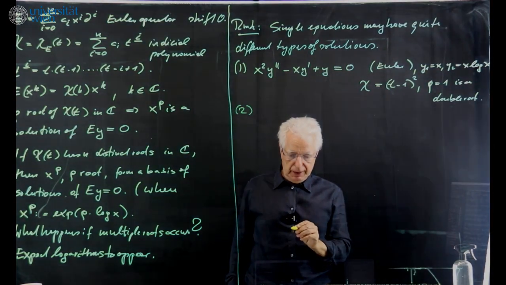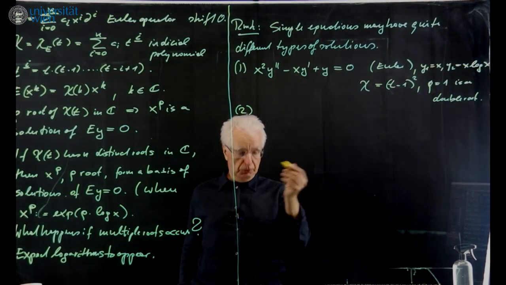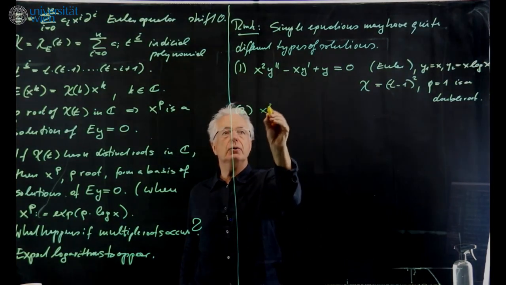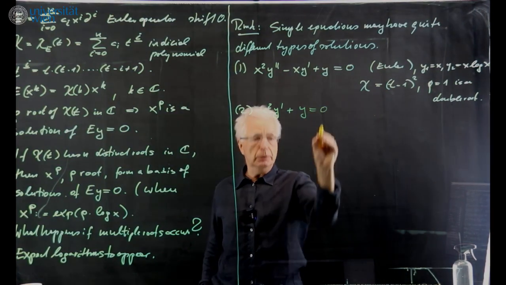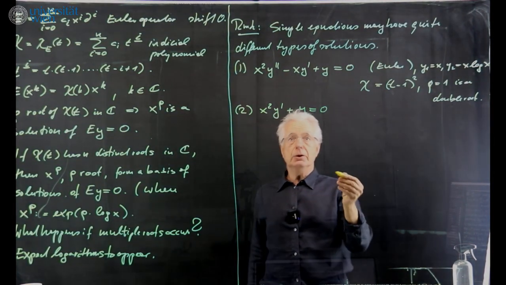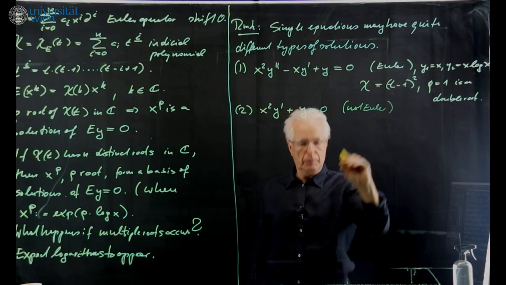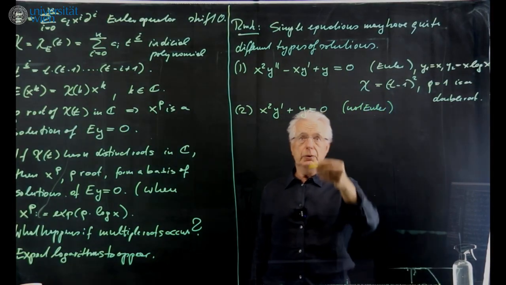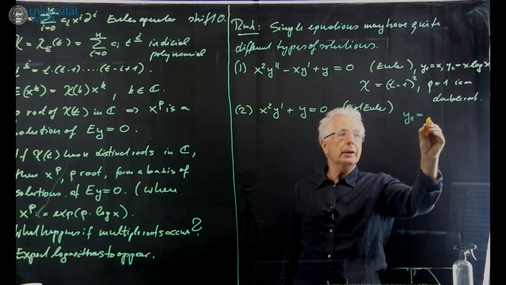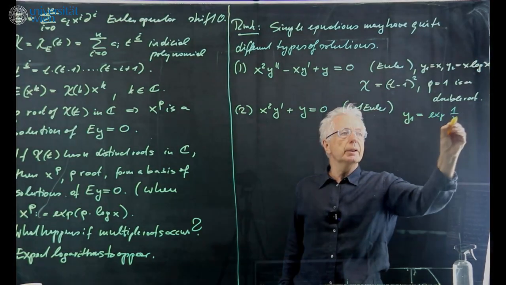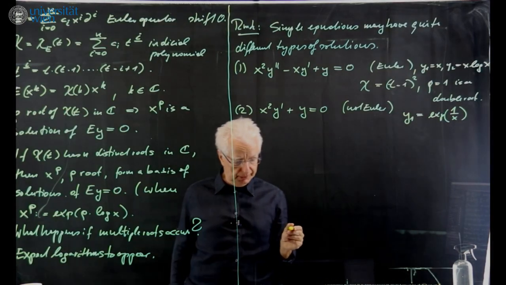We play a little bit like being Lazarus Fuchs in the middle of the 19th century. You look at many examples. Now you take x squared y prime plus y equals 0, just order 1. So this is not Euler. But of course, it looks very simple. And we just get one solution, y equals exp 1 over x, which is of course very different from the preceding setting.